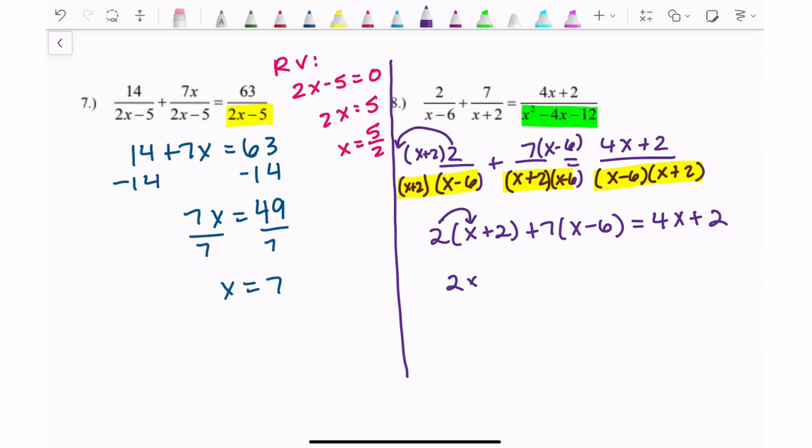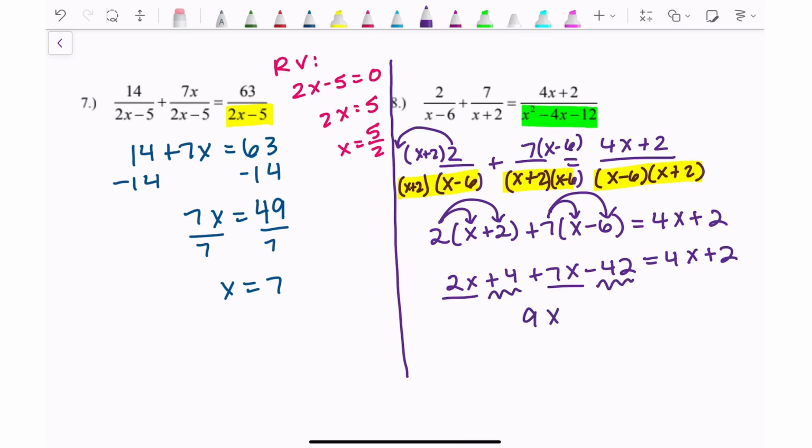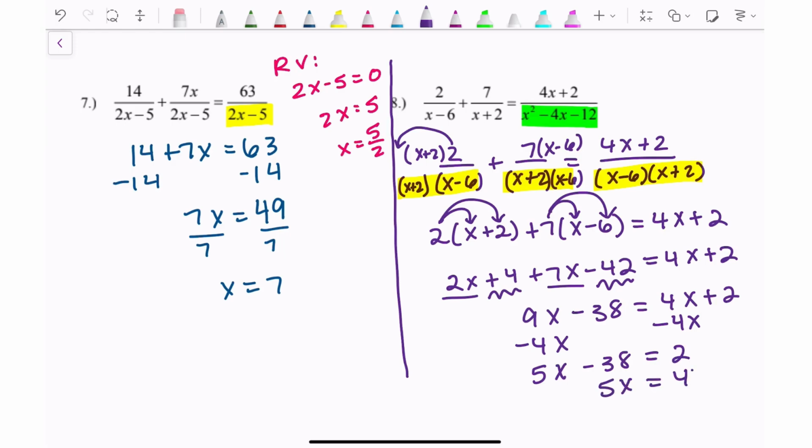So 2 times x is 2x, 2 times 2 is 4, 7 times x is 7x. 7 times negative 6 is negative 42, and it's equal to 4x plus 2. I'm going to combine my like terms to make 9x. 4 take away 42 is negative 38. I move smaller variables first, so I'm going to subtract 4x, but that's not the only option. Then I would add the 38 to give me 40 and divide by 5 to give me 8.